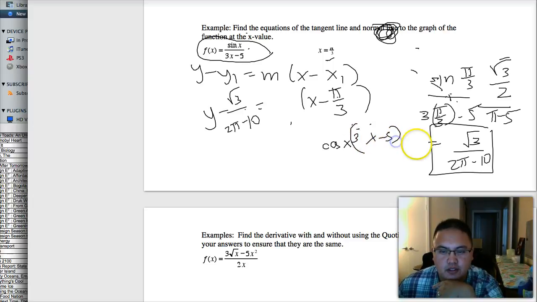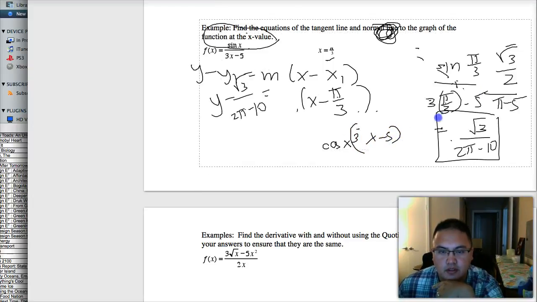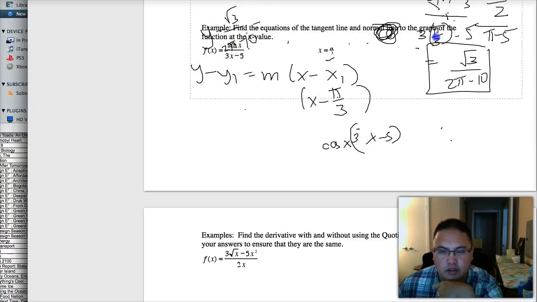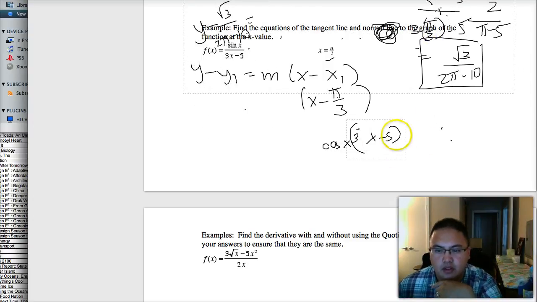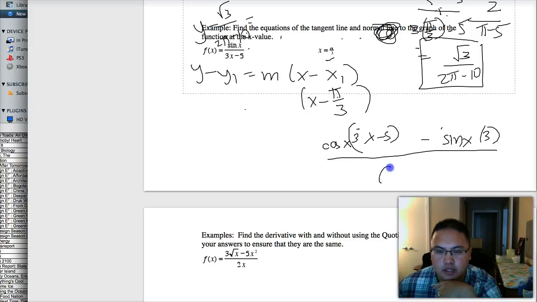Minus. Sorry, this is getting really messy. Let me just move this up for now. I'll bring it back. Minus. Leave the first one alone. Times the derivative of the second one, which is just 3. All over the second one, or denominator, squared.